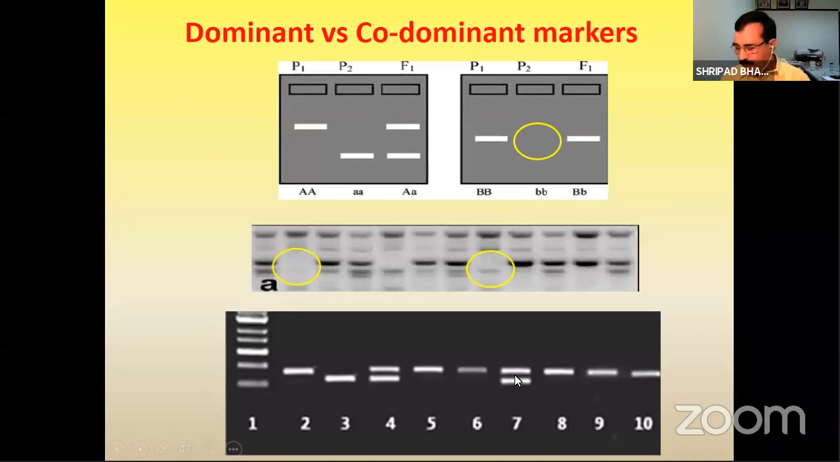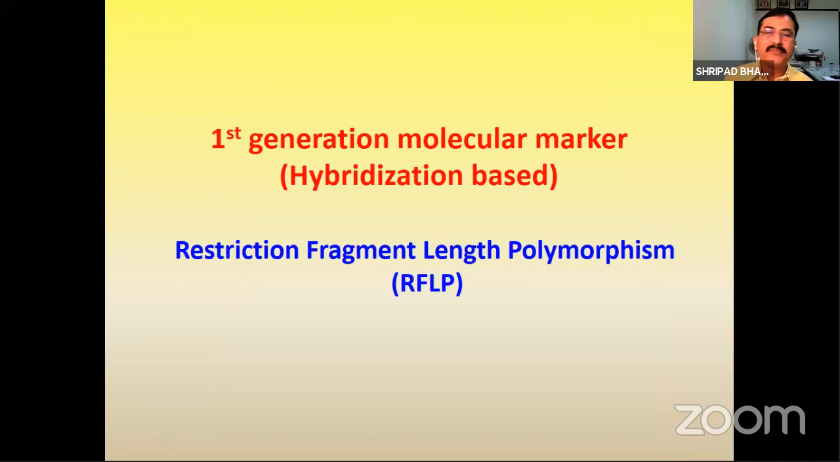So you should be very careful, because I'm giving a question at the end. Professor Bhatsar told me to give some question at the end. So I'm giving one question related to this marker. You should be attentive about this so that you can answer that. I'm telling you that I'm giving a question from this, about dominant and codominant markers. Okay, quickly let us go to the first generation marker.